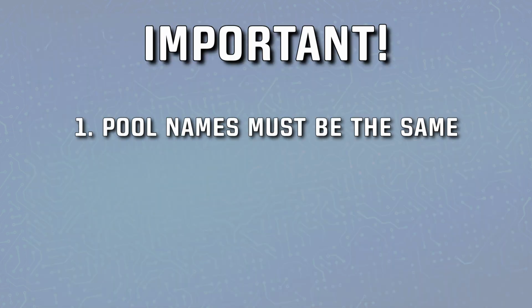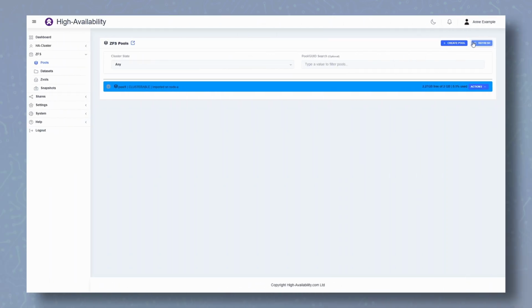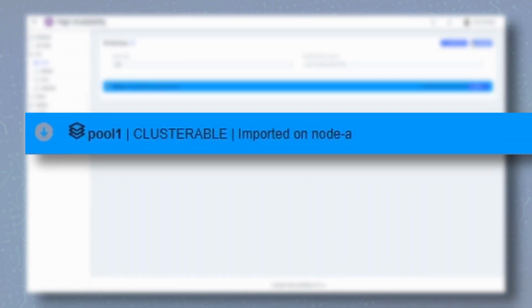The name for the second pool must match the name for the first pool, and as best practice, all disk roles and disk capacities should match. This will avoid any future complications that could arise due to different pool configurations and capacities. Once this is completed, you will be able to see a clusterable ZFS pool on each node.